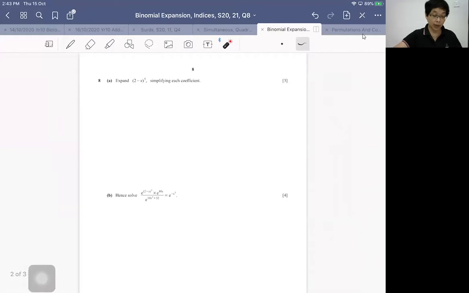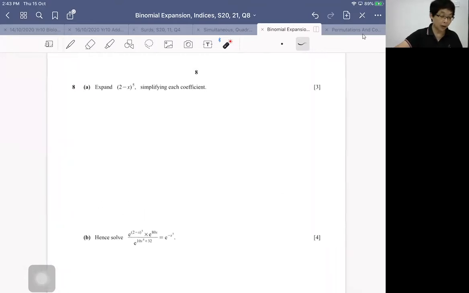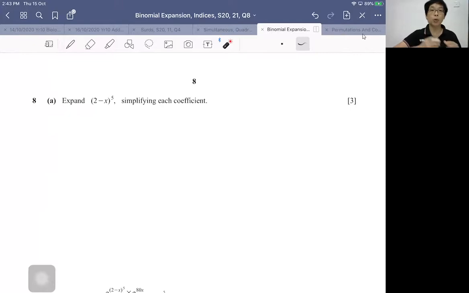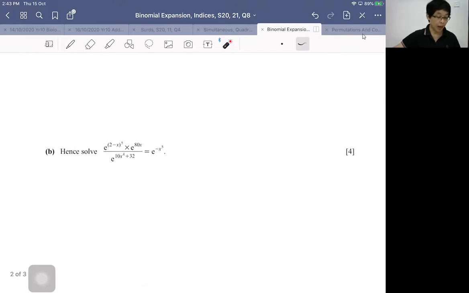You notice that it is divided into part A and part B, with a total of 7 marks. At a glance, part A is a simple binomial expansion to the power of 5. And from part B, starting with the word hence, you know what to do. That means the solution that you get from part A has got to be conveniently used in part B.